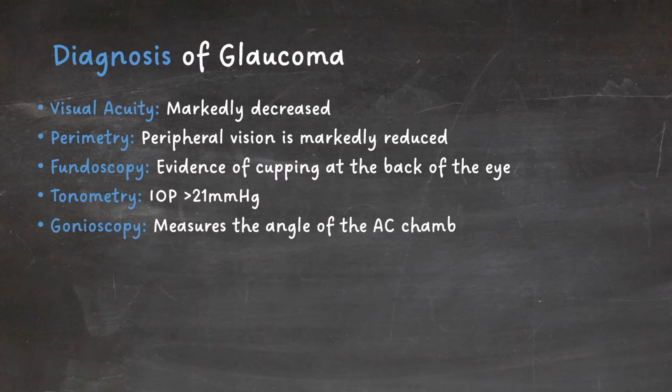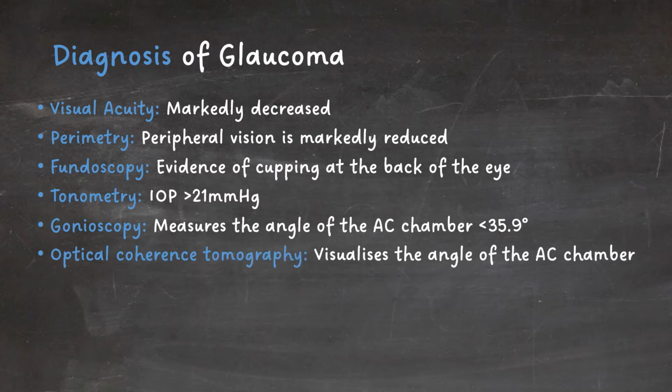We can use gonioscopy to measure the angle of the anterior chamber. The normal angle is about 35 to 36 degrees. So in primary closed-angle glaucoma, this will also be reduced. Optical coherence tomography also allows us to measure the AC angle in 2D. And finally, we can test the pupillary light reflex, which will also be reduced if the optic nerve has been severely compromised.